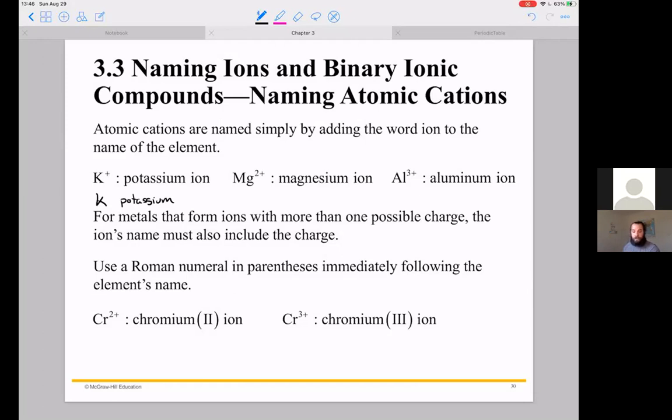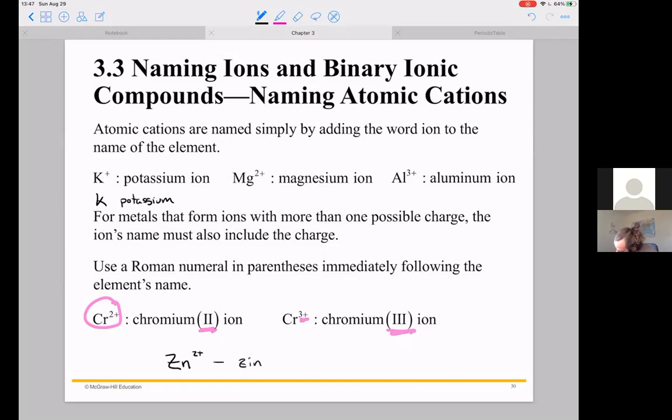When we get to those transition metals, those ones that could have multiple charges, we're going to indicate the charge in parentheses using Roman numerals. So chromium with a 2+ charge is the chromium(II) ion, right? You put it in Roman numerals in parentheses. Chromium with a 3+ charge is the chromium(III) ion. Because these transition metals could have multiple charges, we have to indicate which one we're talking about in the name. And again, zinc was one of those exceptions.